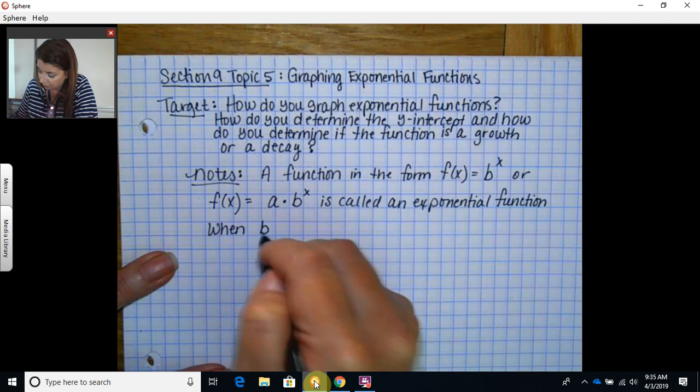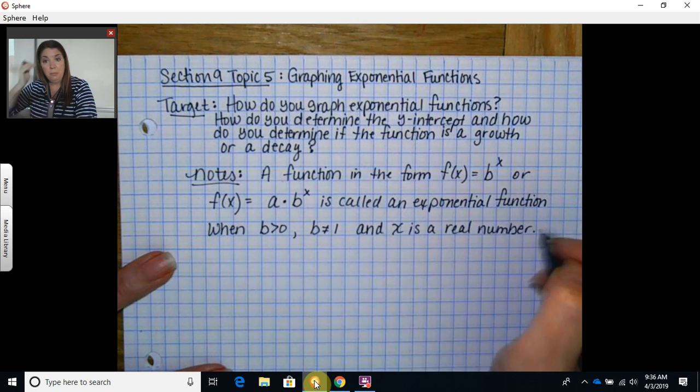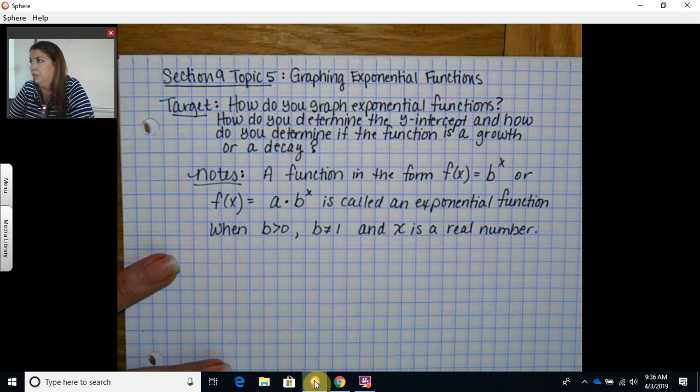when b is greater than 0, comma, b cannot equal 1, and x is a real number. So b has to be some number greater than 0, but it cannot equal 1. So any number greater than 0 but not 1. Okay, cannot be negative, cannot be less than 0. And x, which is your exponent in exponential functions, has to be a real number. So if it's an imaginary number, then it's not an exponential function.